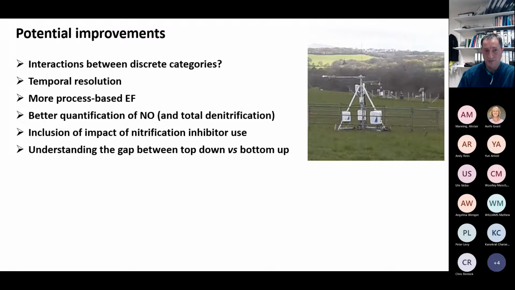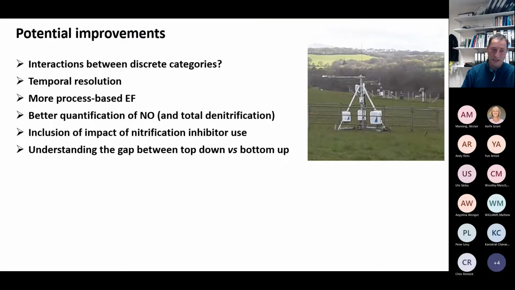We looked at using very good process-based models such as DNDC or DayCent, but I don't think they're really fit for purpose for inventory use yet. That's for sure. Better quantification of denitrification losses other than just N2O. Inclusion of mitigation techniques and nitrification inhibitors definitely come in there. Not used very much yet, but potentially will be.